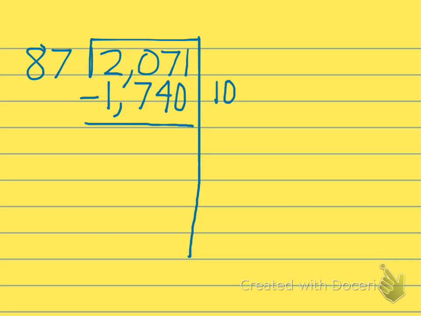Trust the process. Now you subtract. You're left with 331. Oh, you know what I didn't do? I did not change this to 20. Make sure you change this and make this accurate or you will be very confused. 87 times 20 is 1,740. That's a good catch. All right, 331.